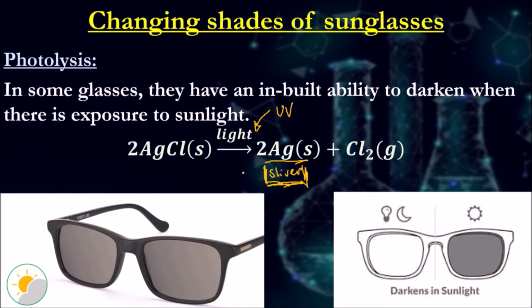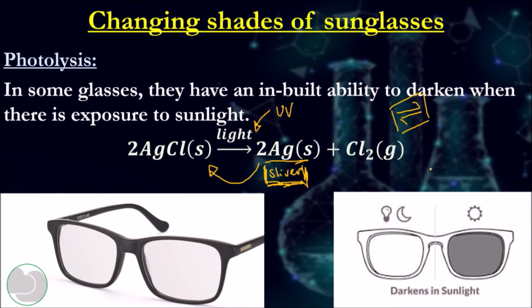This actually is a reversible reaction, so you don't just get random sunglasses and you can't use them as reading glasses again. If you take away the light, that actually encourages the reaction to go back in this direction. This is known as an equilibrium reaction or reversible reaction. A bit more on that in year 11 and year 12 if you're interested.